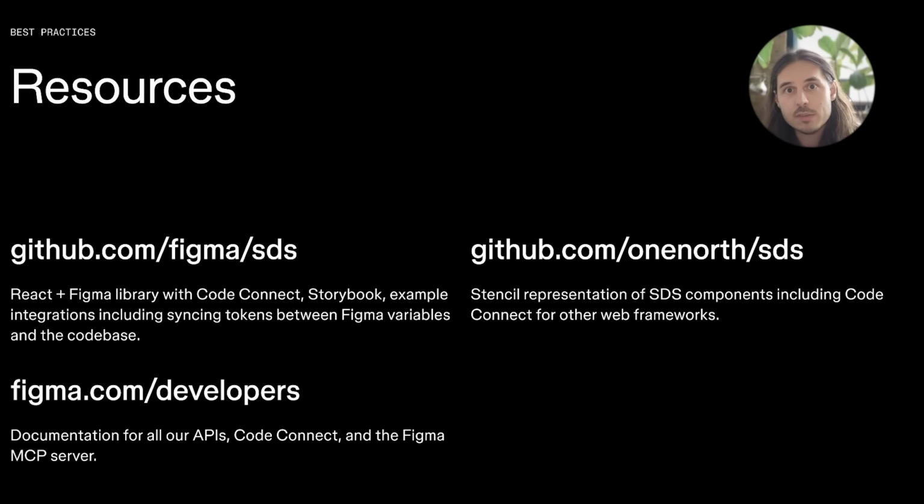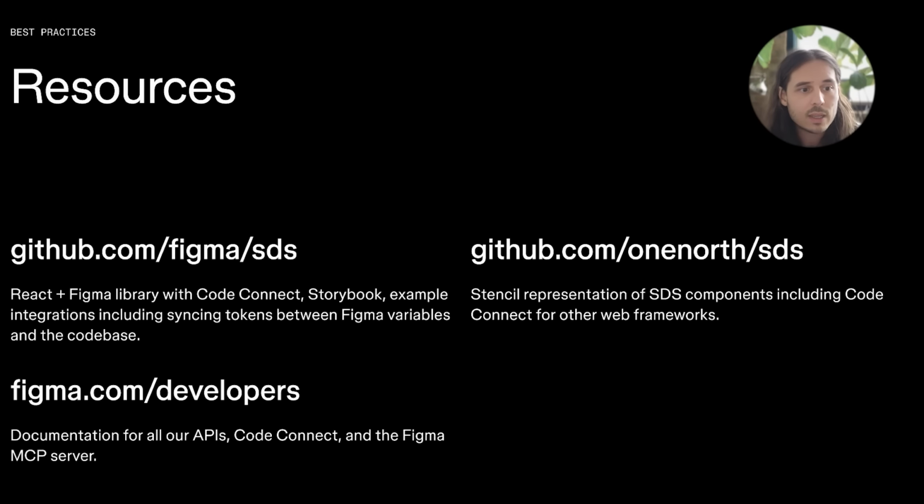Some resources if you're interested. The Simple Design System that we were demonstrating here is up on GitHub at Figma/SDS. Simple Design System is a React and Figma library that has Code Connect on it. You can use it as a starter design system if you want to, or you could just use it for good references for how to bring some of these ideas to your design system.